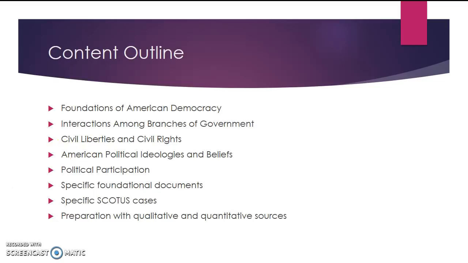With respect to the content outline, there are big ideas that are linked to these enduring understandings. In particular, what used to be called constitutional underpinnings, which would look at the Constitution, is now classified as foundations of American democracy. Interactions among branches of government. Again, all these different units are just being renamed, but a lot of the content still remains the same.